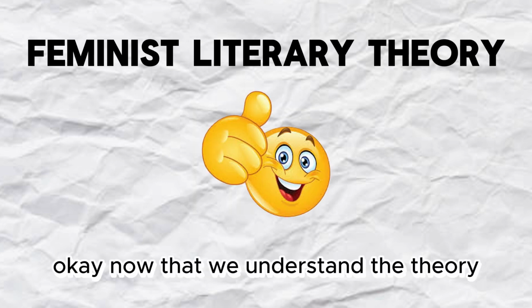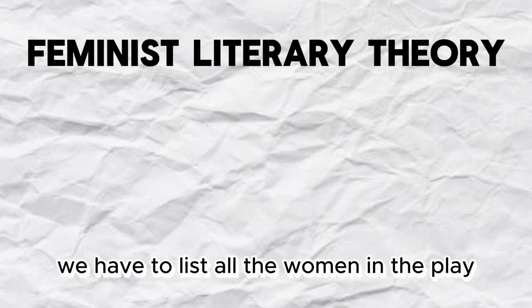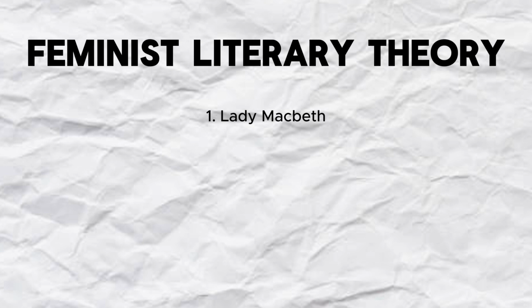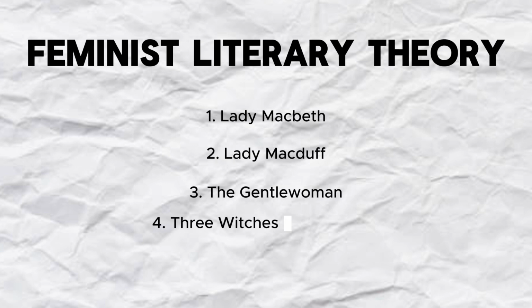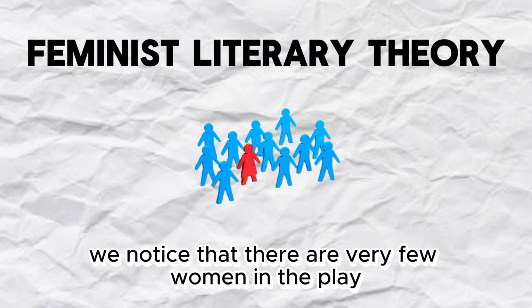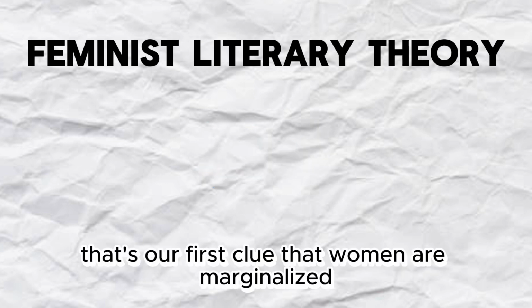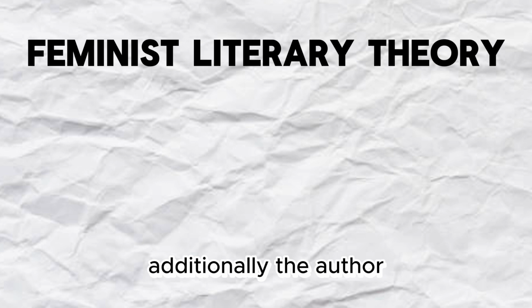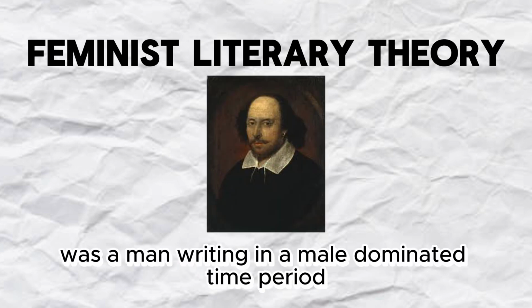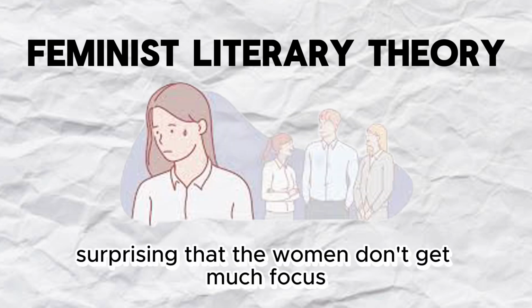Okay, now that we understand the theory, let's apply it to Macbeth. First, we have to list all the women in the play. We have Lady Macbeth, Lady Macduff, the Gentlewoman, the Three Witches, and Hecate. Right away, we notice that there are very few women in the play compared to the number of men. That's our first clue that women are marginalized. Additionally, the author Shakespeare was a man writing in a male-dominated time period, a patriarchy. So it's not surprising that the women don't get much focus.